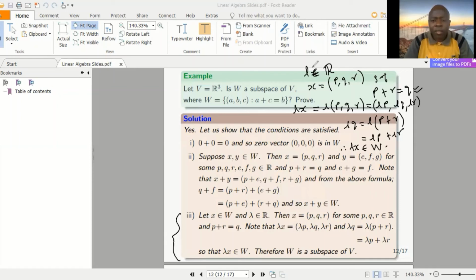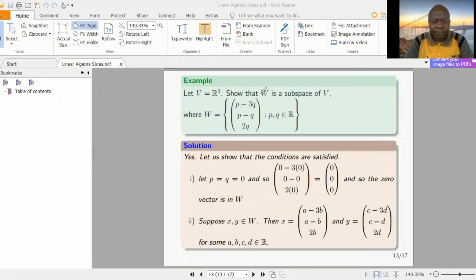Now let's look at the other example. Show that W is a subspace of V. Again, we're going through the proof. We're not using specific examples. The first thing, let's show that it has 0, 0, 0.